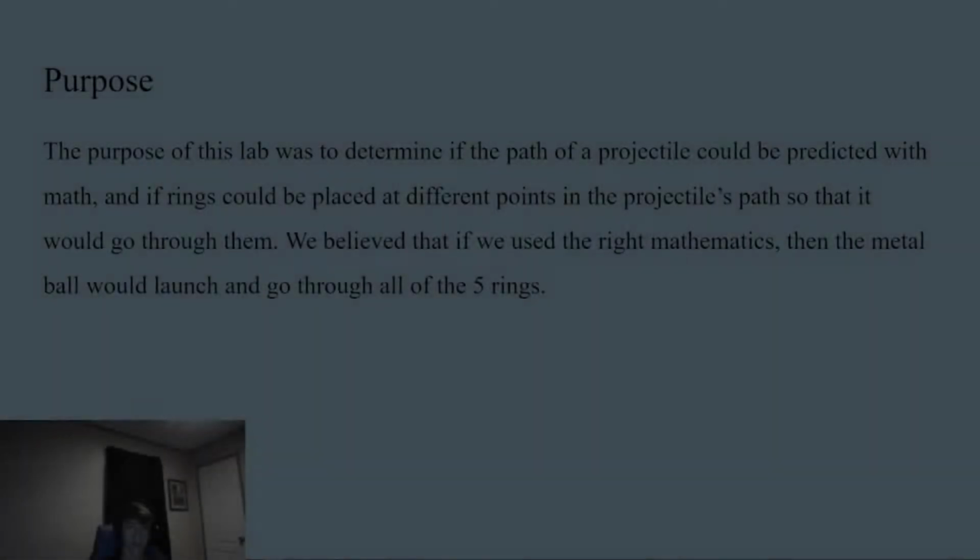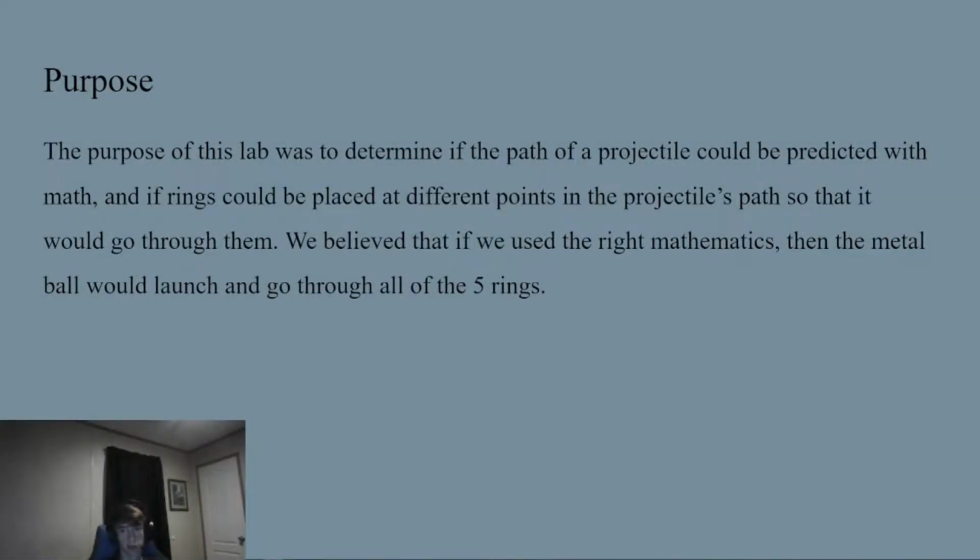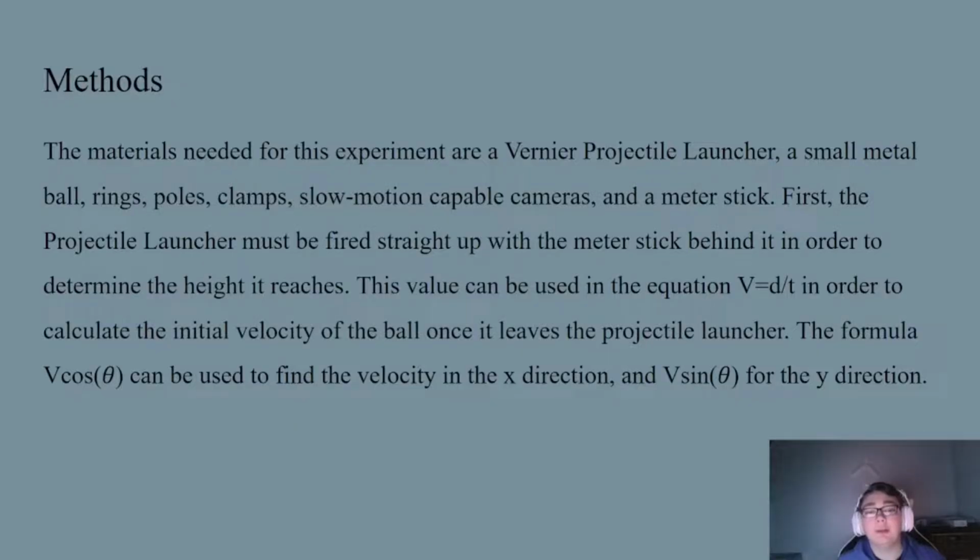x-axis. The purpose of this lab was to determine if the path of the projectile could be predicted with the math, and if the rings could be placed at different points in the projectile's path so that it would go through them. We believe that if we used the right mathematics, then the metal ball would launch and go through all 5 of the rings. So next we have the methods.